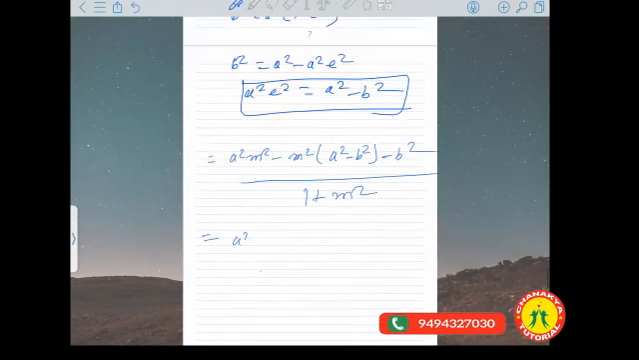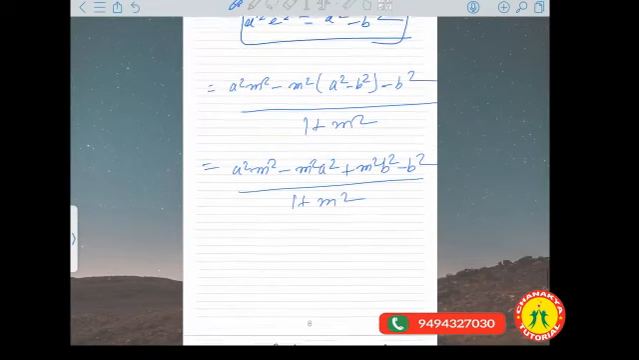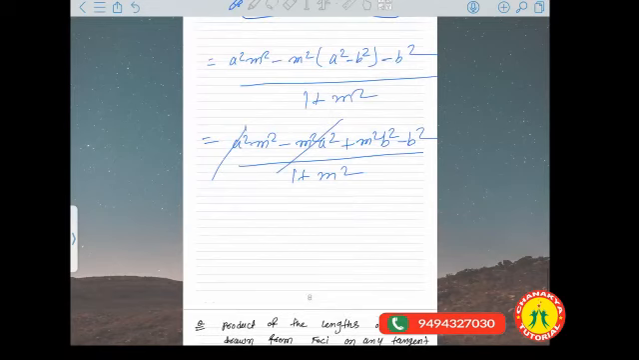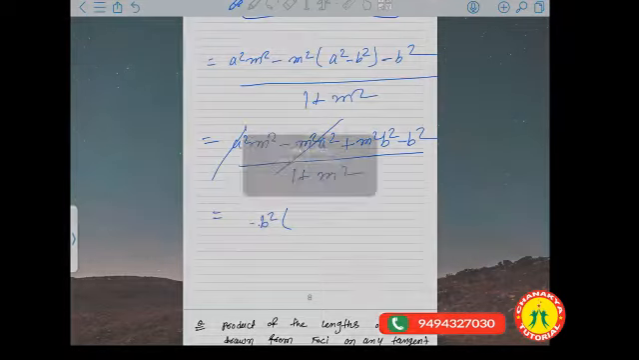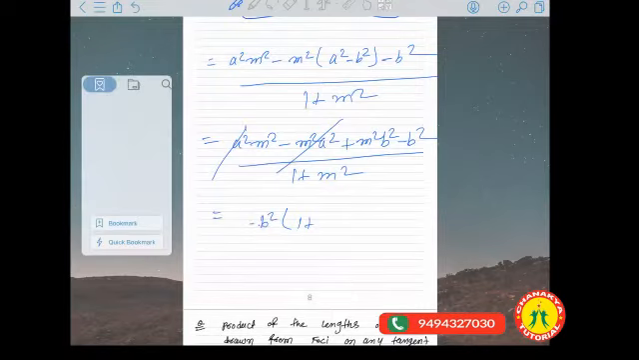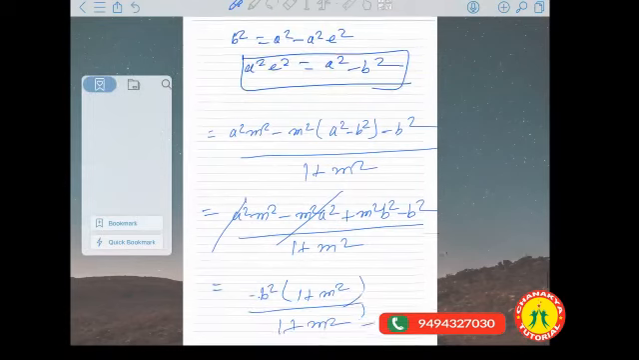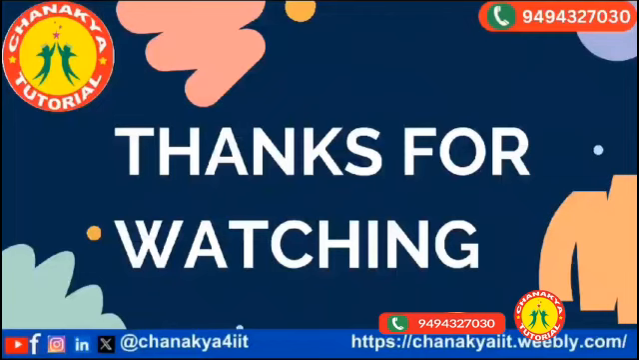Now a square m square minus m square a square plus m square b square minus b square upon 1 plus m square, right? So a square m square cancels out and we get, take b square common, minus b square into 1 plus m square upon 1 plus m square. Minus also.